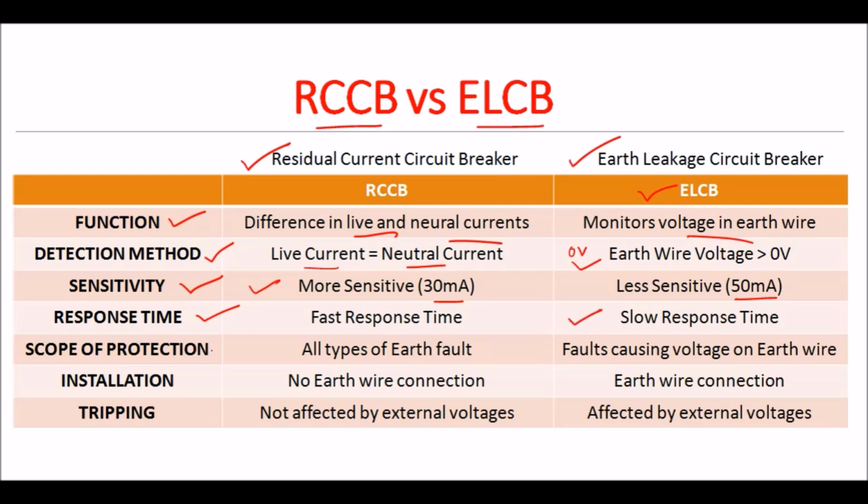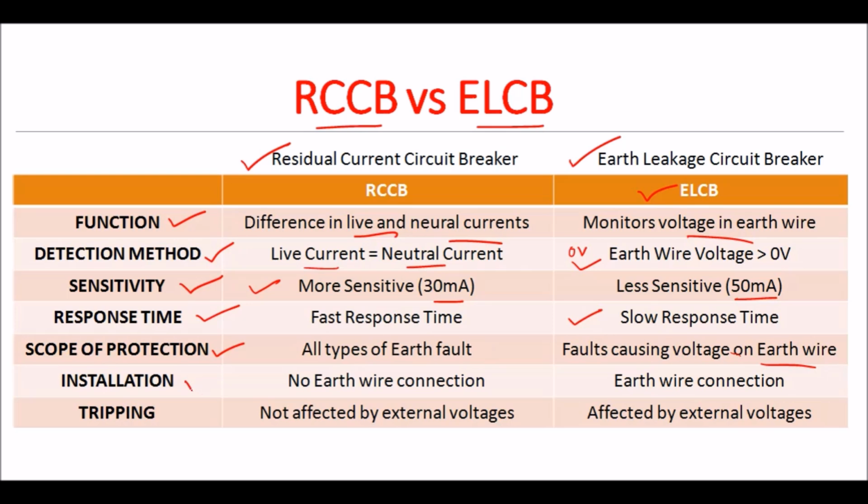Next, scope of protection. RCCB provides protection for all types of earth fault, including those not involving the earth wire. So it protects against faults in appliances, wiring and equipment. When we come to ELCB, it only provides protection if there is a fault that causes a voltage on the earth wire. So it only checks the voltage on the earth wire. It may not detect faults that do not involve the earth wire directly.